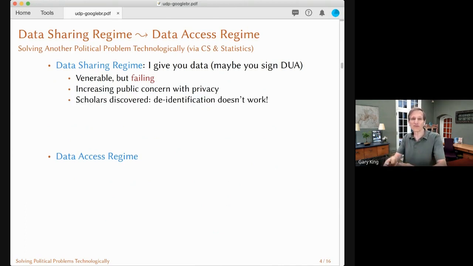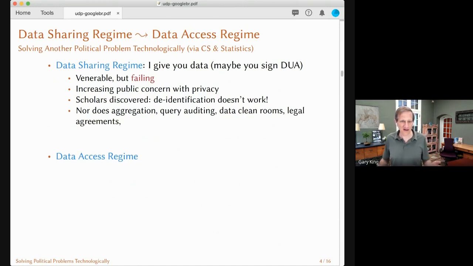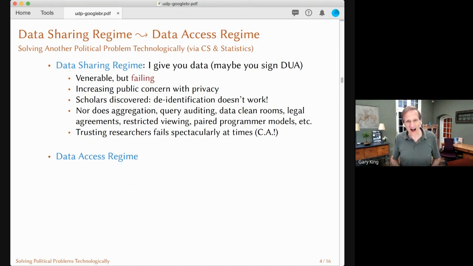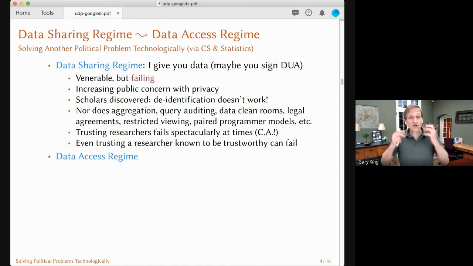There's increasing public concern about privacy. Scholars have discovered that de-identification, all it does is take off the names, but it doesn't actually make it impossible to re-identify. Actually, it's quite easy to re-identify people. De-identification doesn't work, nor do all these other methods that basically demonstrate that we tried hard to protect people's privacy, but that's different than guaranteeing that you're going to protect their privacy. And of course, trusting researchers fails spectacularly at times. That's what Cambridge Analytica was. There's even a great paper called the Feinberg problem that shows that even trusting a researcher who is known to be trustworthy can fail to protect people's privacy. So that's sort of a bummer.